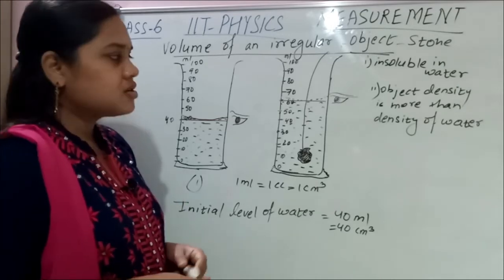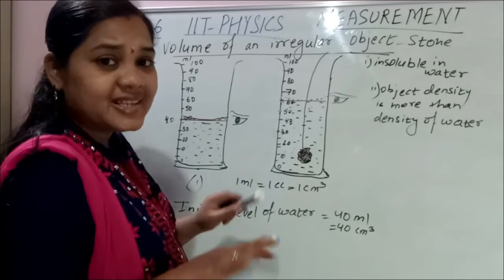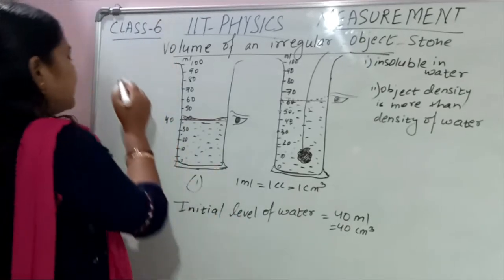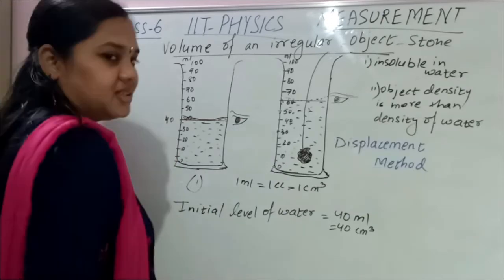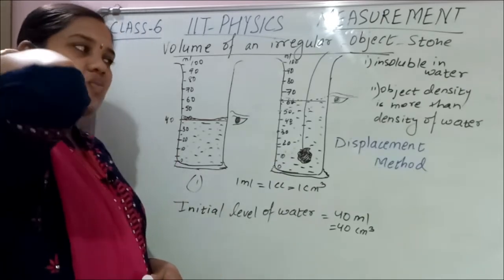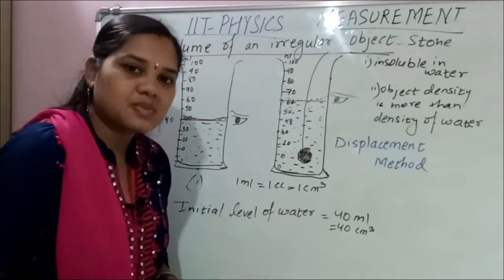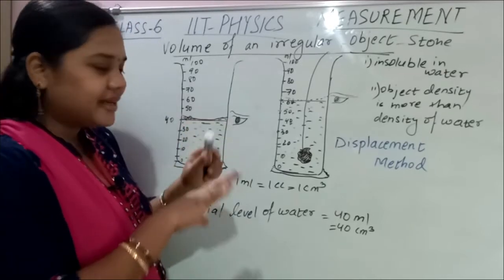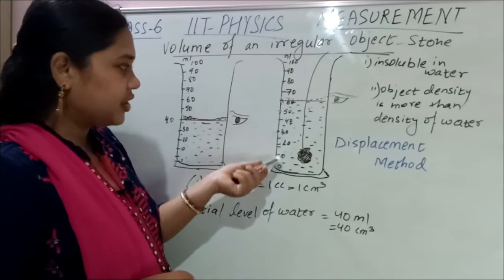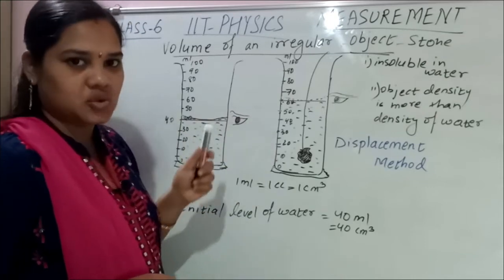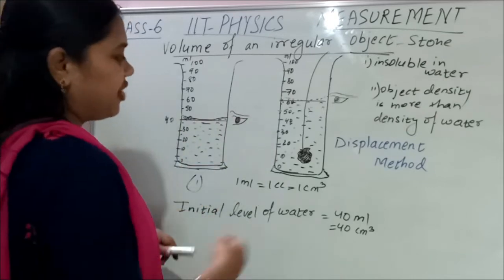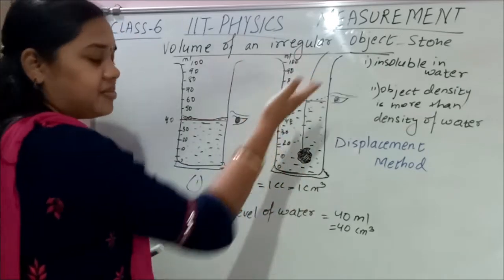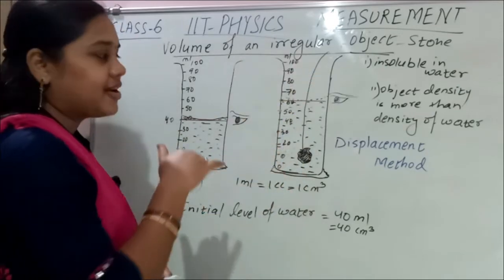Is it or not? So why? Because of displacement. This method is known as displacement method. So children, this method is called what? This is called displacement method. Why is it called displacement method? Because by displacing water we are going to find the volume of the stone. So when the stone enters inside the water, some water will be displaced and the level of water will increase.